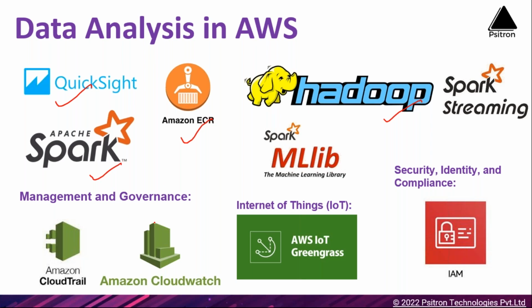So it may be services like management and governance services, like AWS CloudWatch and AWS CloudTrail for monitoring your data, and more like IoT services as part of AWS data analysis, like AWS IoT Greengrass, and other such services.